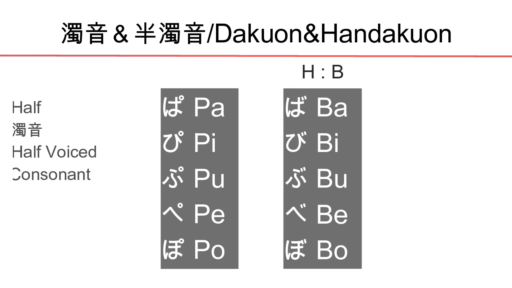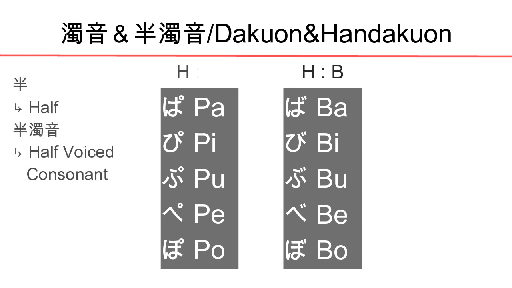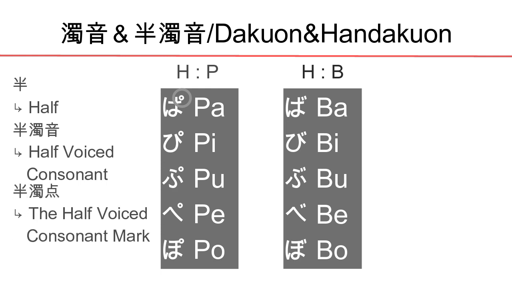In handaku-on, han means half voice consonant, and the ha becomes pa. In the letter ha, you can see a little circle above it, and that's called handakuten, the mark of the half voice consonant.